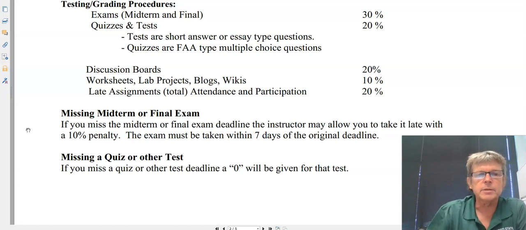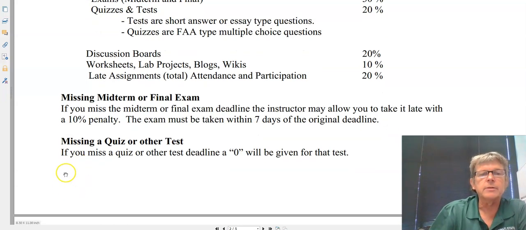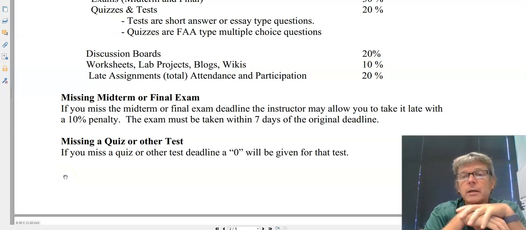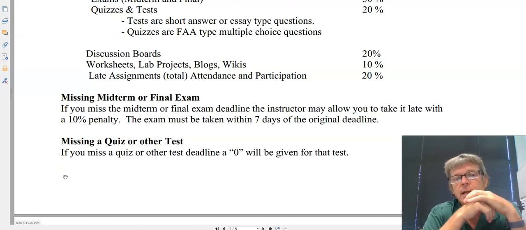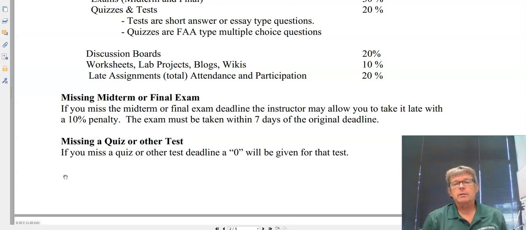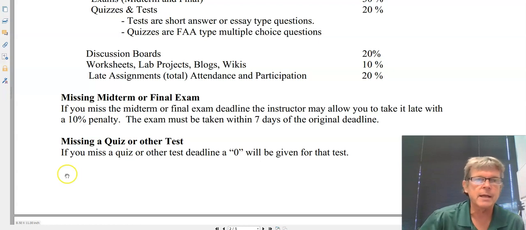If you miss a quiz deadline, so like if I give you quizzes, I'm going to give you a week to get that quiz in, and after that, it's going to be a 0. It'll be a 0 for the quiz, all right? Because we've got to stay up on this.